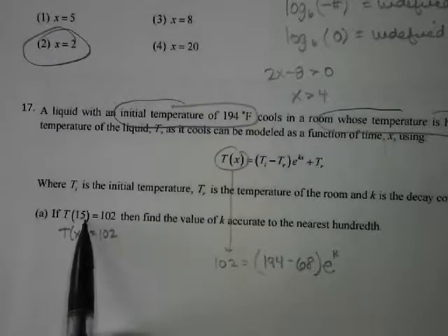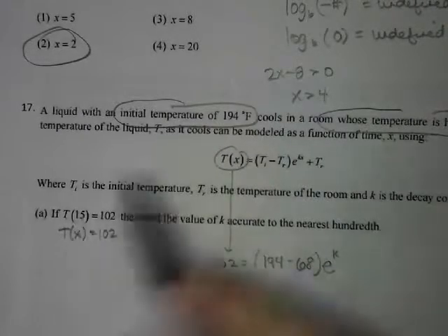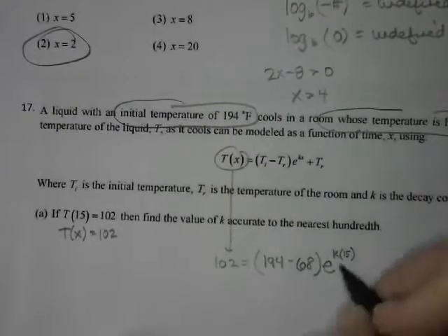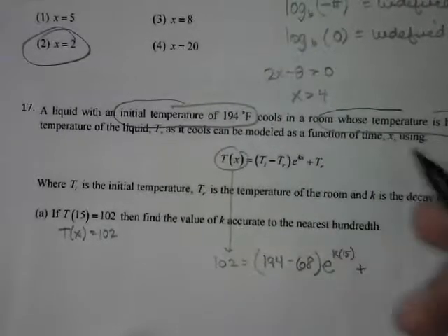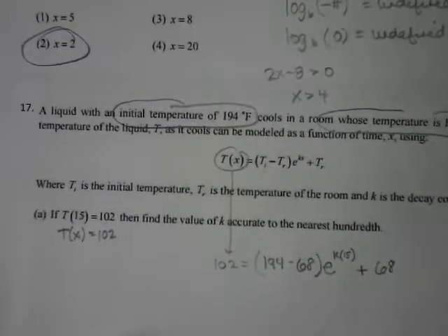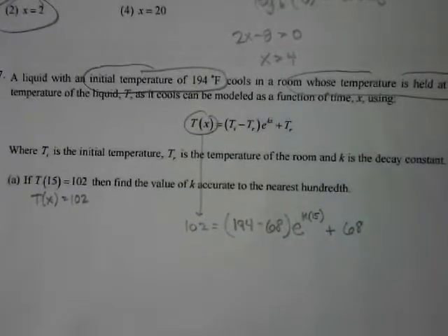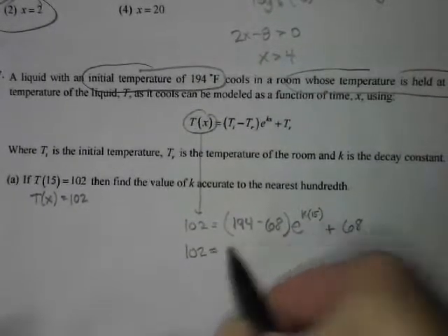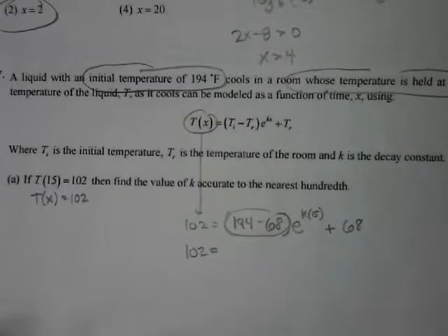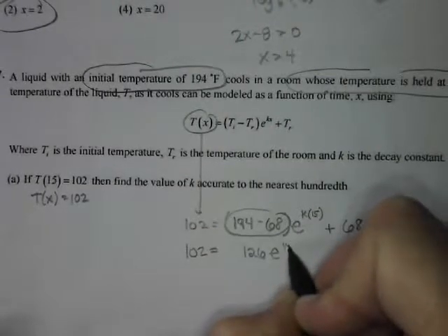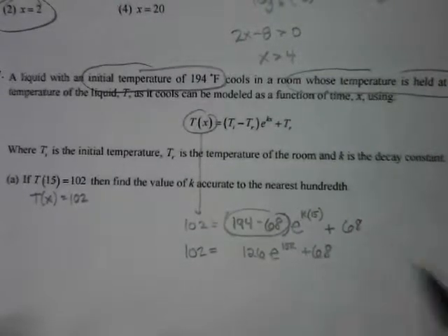So maybe 15 minutes. So 15 minutes, we'll say, is your time, plus your room temperature again was 68. So we're solving for a variable that's in the exponent. Before starting to solve, I'm just going to clean this up a bit. 194 minus 68 is 126 e to the 15k plus 68. So that's cleaned up. Now I'll start solving.